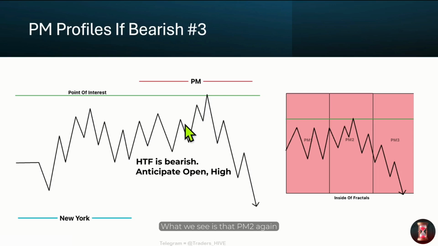What we see is that PM2, again, opens higher into the point of interest. And from that point of interest, we can see a sell program taking place. Why? Because we are anticipating that the PM profile will reprice towards the downside. We are anticipating that we are likely going to see repricing lower taking place.